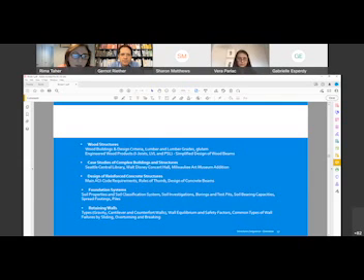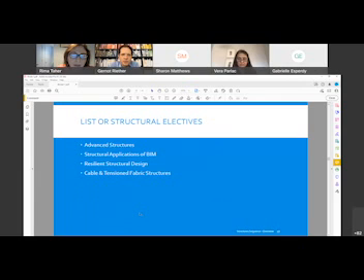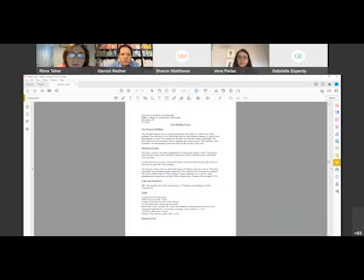I go over the different types of foundation systems and retaining walls, why retaining walls can fail, and the different modes of failure. This is a list of structural electives that I teach in advanced structures: structural applications of BIM, resilient structural design, which is wind and seismic design, and cable and tension fabric structures.